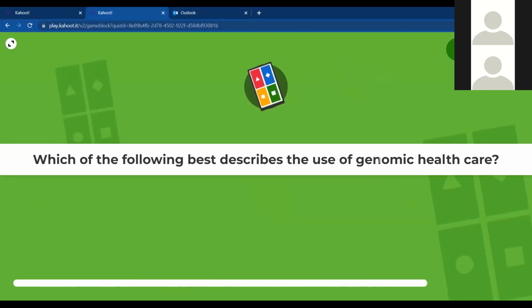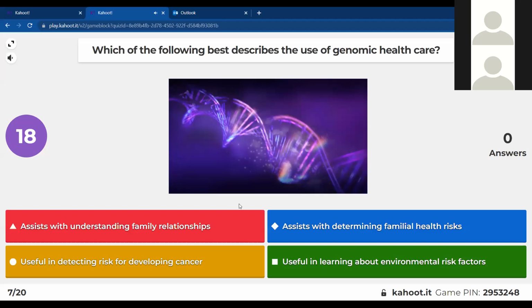Oh, lovely. Genomic healthcare. What are we worrying about?